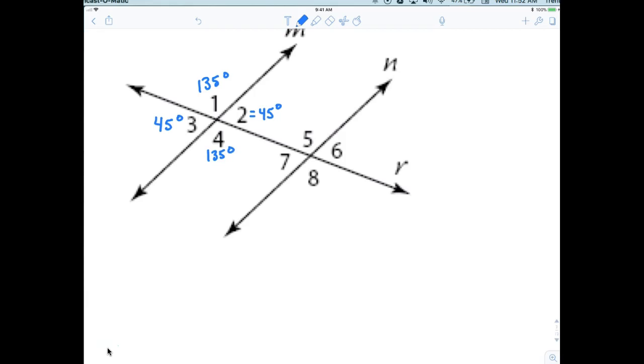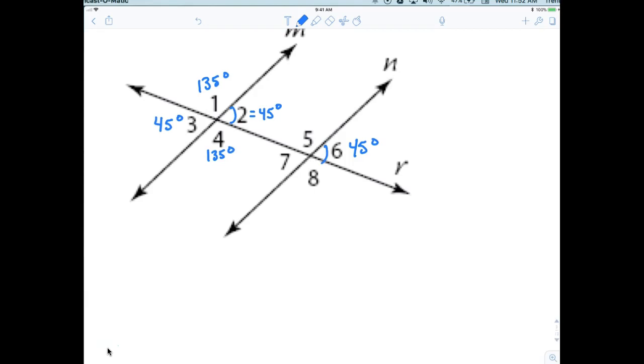All right, here we go. So I have 1, 2, 3, and 4 done. Now I need someone to help me figure out what the other 4 are going to be. Somebody, tell me. Caroline, what do you think? 6 would definitely be 45 degrees. Thank you very much. We say that's a corresponding angle with 2, and those are equal.